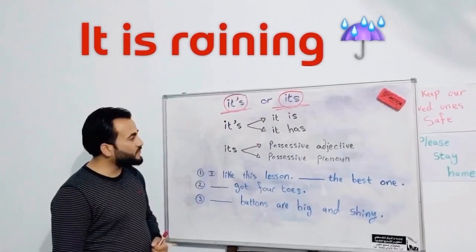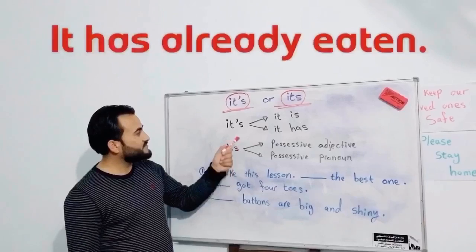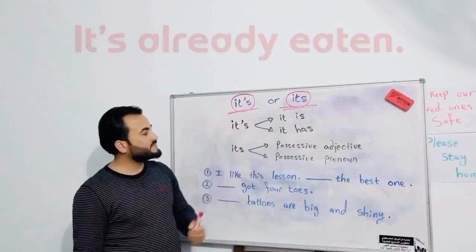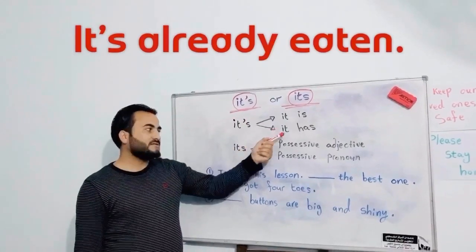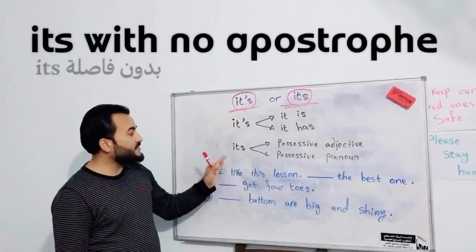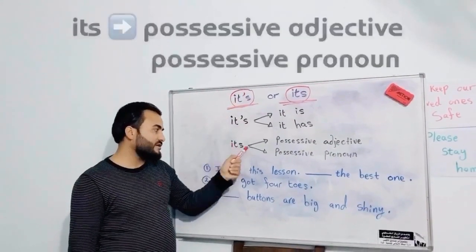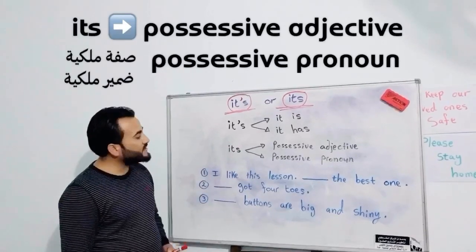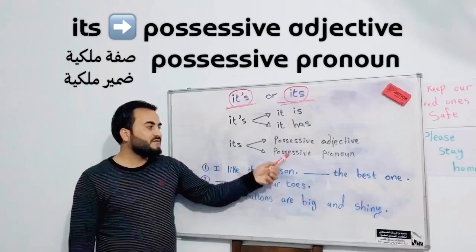Another example: does your dog want food? No, it has already eaten, or it's already eaten. It's already eaten, or it has already eaten. Very nice. Now, when there is no apostrophe here, we are talking about a possessive adjective or possessive pronoun.